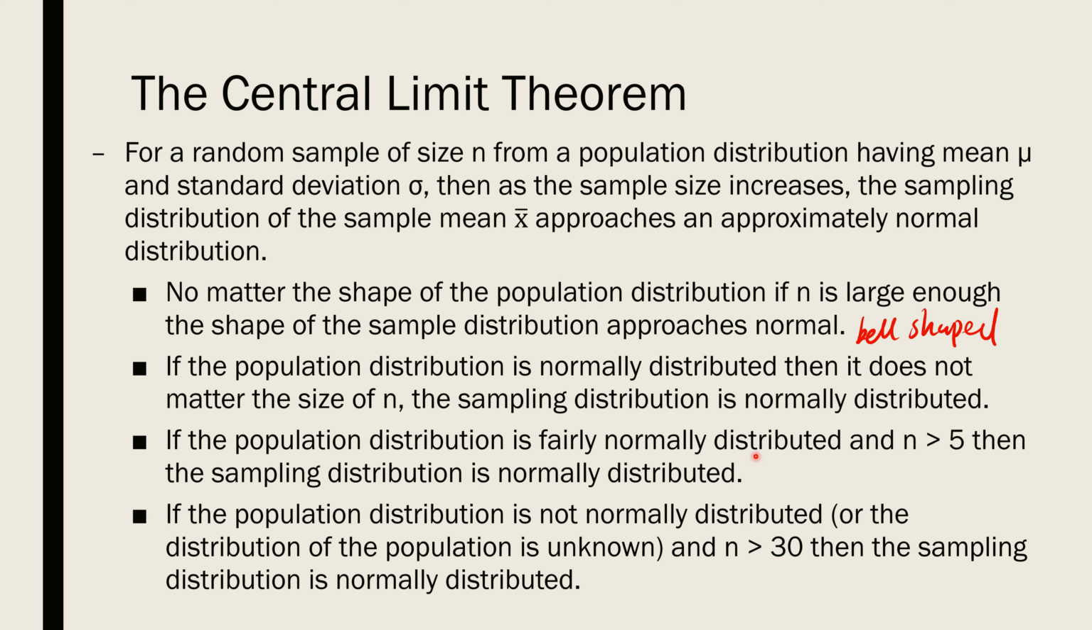Pay attention to the third sentence. It says the population distribution is fairly normally distributed. Then we do not need a large sample size to have a normally distributed sampling distribution. However, if the population distribution is not normally distributed, or the distribution of the population is unknown, we need a large sample size, n larger than 30, to have a normally distributed sampling distribution.